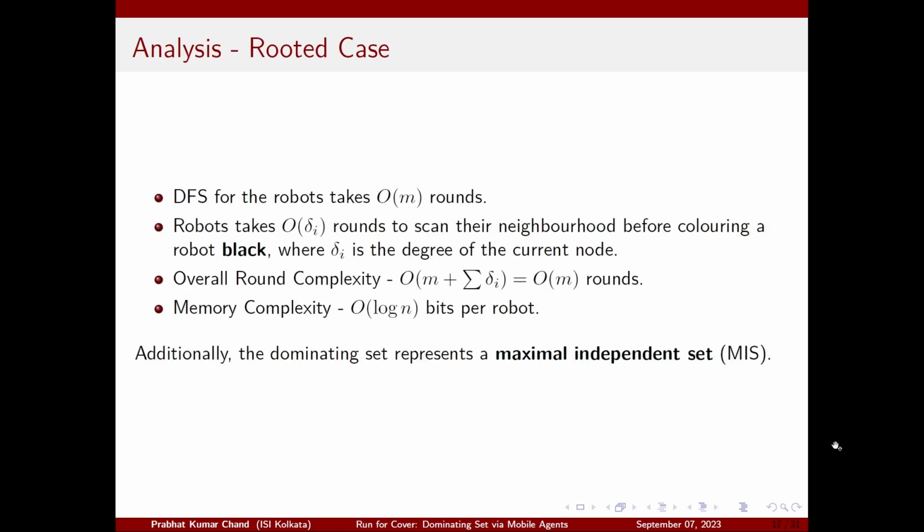For the analysis, first we note that the DFS for the robots takes order of m rounds, and with each step of the DFS, the robots can take an additional order of delta_i rounds to scan their neighborhoods before coloring a robot black. Here delta_i is the degree of the current node. So the overall round complexity boils down to order of m rounds, and the memory complexity is order of log n bits per robot. Now, as you can see in the algorithm, no two robots can be colored black if they are adjacent. So the dominating set is also a maximal independent set.